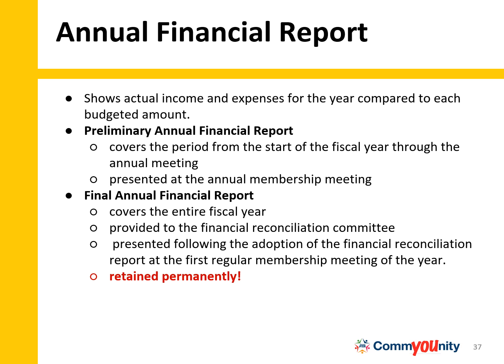The annual financial report shows the actual income and expenses for the year compared to each budgeted amount. A preliminary annual financial report is given at the annual meeting per the bylaws. The information in the financial report that is already being presented should include all information needed for the preliminary annual financial report. A final annual financial report is completed by the treasurer immediately after the end of the fiscal year and provided to the Financial Reconciliation Committee. This report is presented by the incoming treasurer following the adoption of the Financial Reconciliation Report at the first membership meeting of the year. The final annual financial report is retained permanently with the Financial Reconciliation Report.